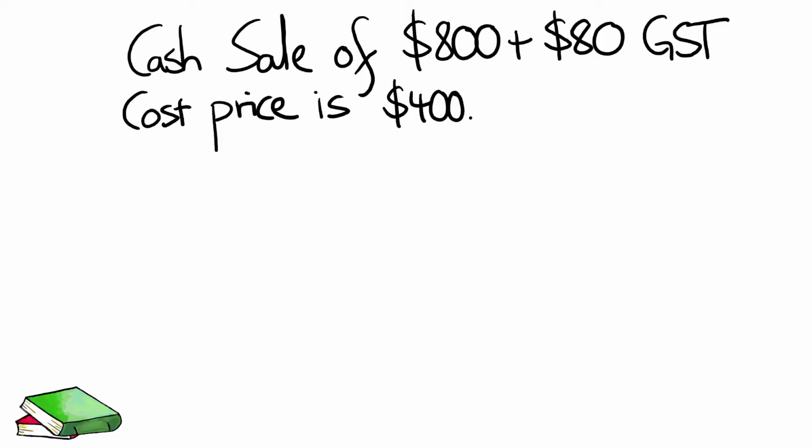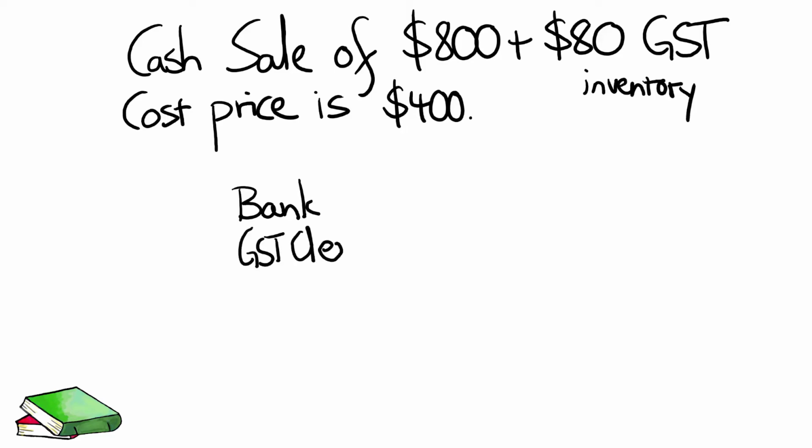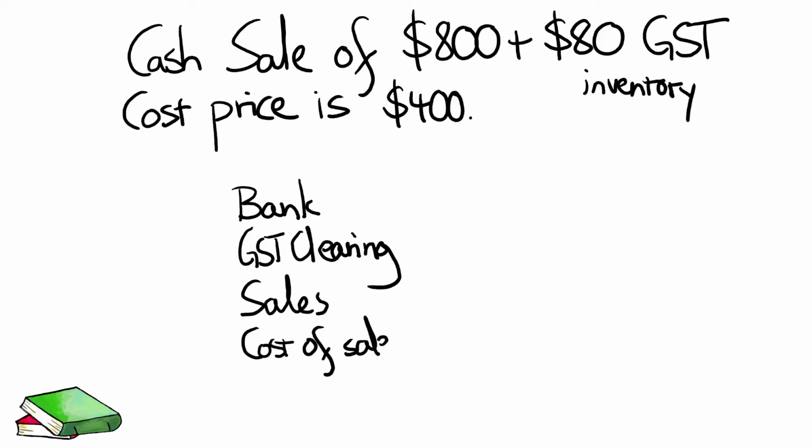So now let's take a look at a cash sale of $800 plus $80 GST, inventory with a cost price of $400. So the general journal accounts that would be affected include the bank, the GST clearing, the sales, the cost of sales, and finally the inventory.